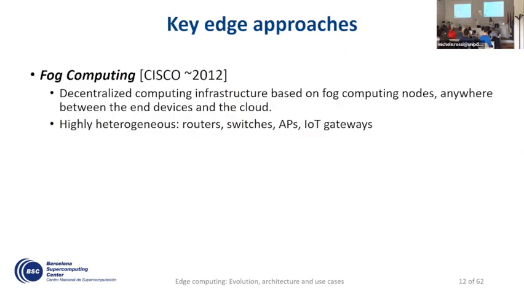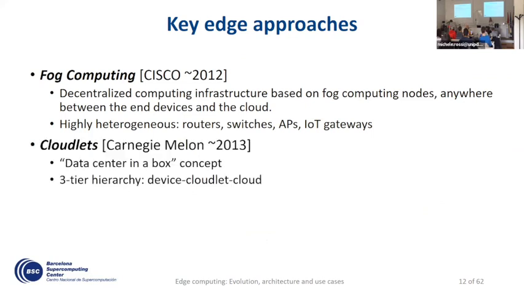In the end, there are different solutions that were given when this problem emerged. There were different technical solutions that came from different sides, but they keep converging now. For example, fog computing emerged from Cisco around 2012. The main concept was a very heterogeneous network computing infrastructure with a lot of heterogeneous devices, from routers, computers, access points, gateways, etc.